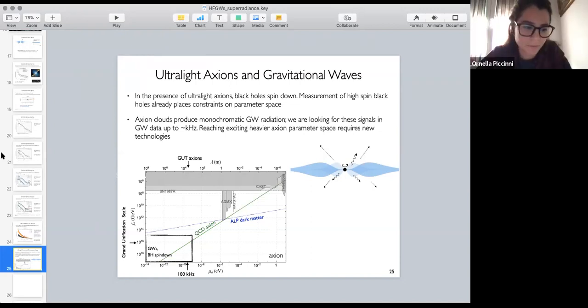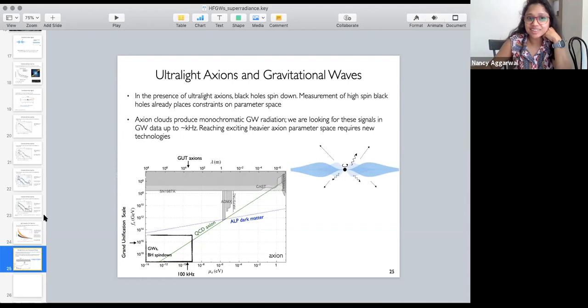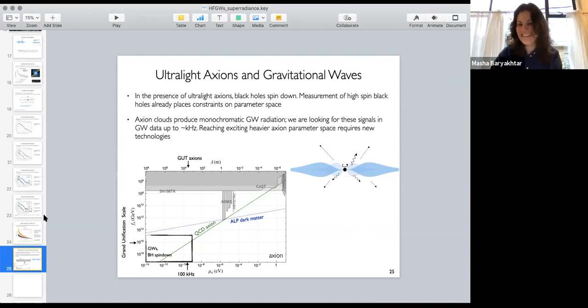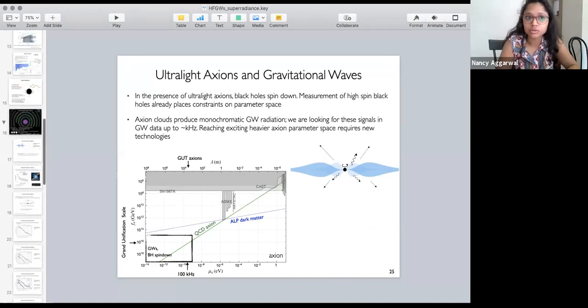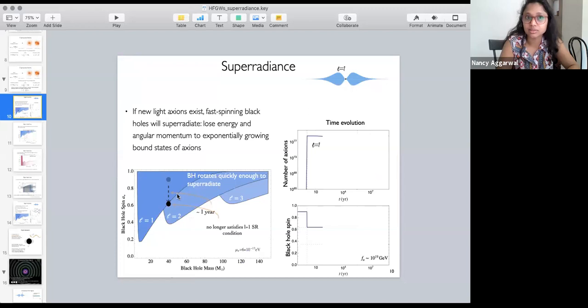Nancy, go ahead. Hi, Masha. Good to see you again. I have a question that might be unfair and might not be up your alley, but please feel free to shut me up if that's the case. What I was curious about when I was seeing your exclusion plots in mass and spin parameter space is, when we are creating these black holes, what is the initial spin distribution that they get created with, or do we have any idea about that?